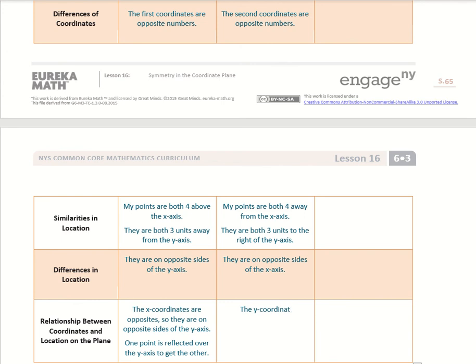y-coordinates are opposites, which they are. We figured that out in the differences of coordinates. So they are on opposite sides of the x-axis. And we know that. We found it out over here in our differences in location. So if the x-coordinates are opposite of each other, they're on opposite sides of the y-axis. And if the y-coordinates are opposite, then that means they're on the opposite sides of the x-axis.